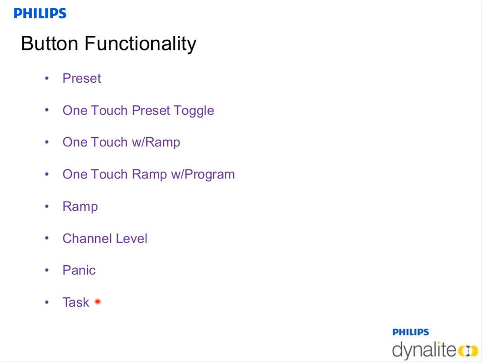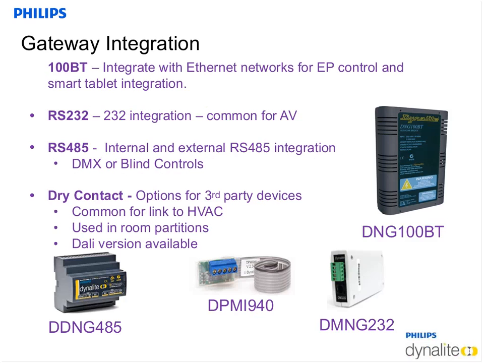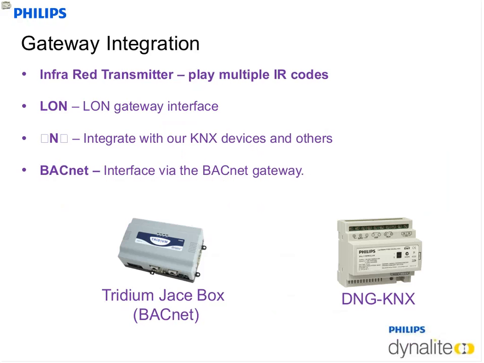I mentioned integration. Again, these are just a few examples of how we get our system to talk to other networks. I mentioned AV. We have a device to talk to the AV, the video system. We have the dry contact, this allows other switches to be included in our Dynalite system. We have our Ethernet gateway, etc. If you're interested in LON or KNX or BACnet, we can talk to those as well.